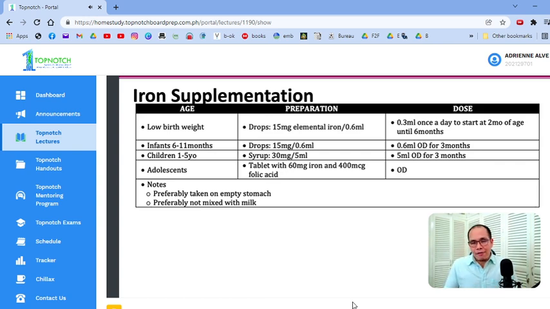However, for your premature babies, for your low birth weight babies, here is where the problem comes in. Mas konti yung store nila ng mga micronutrients. Mas prone sila mag-develop ng deficiencies. And that's why we supplement them. So for low birth weight babies, the preparation is 15 milligram per 0.6 ml, but we only give 7.5 milligram. That is why we give 0.3 ml, kalahati, once a day, starting at 2 months of age until 6 months.